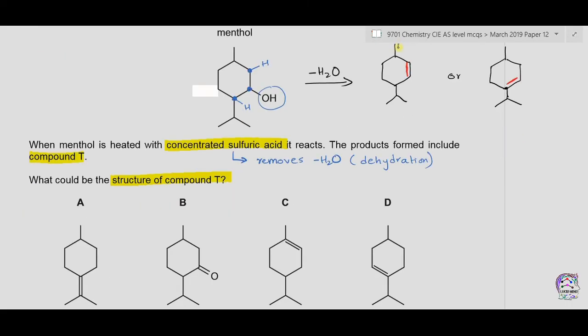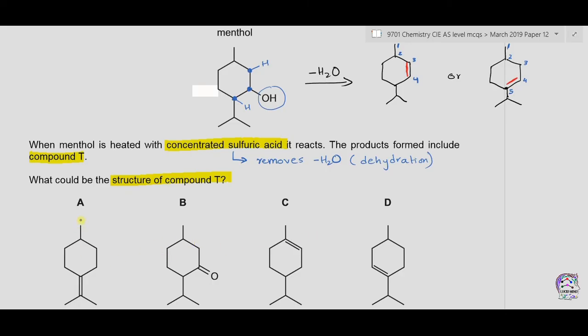We can give numbers to the carbons. This is the first carbon, this is the second one, third one, fourth one. In this structure we have first carbon, then second, then third, then fourth. Now we can see that the double bond is between third and fourth, or it could be between fourth and fifth carbon. Let's look at the products.